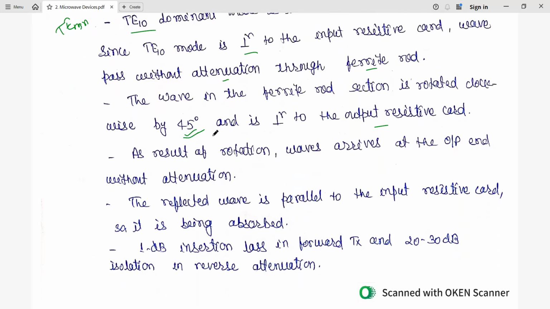If Faraday is not going to provide this 45 degree rotation, then there will be some phase difference, so some part will be attenuated. Whereas the reflected wave is going to become parallel to the input resistive card, as we have seen. The output resistive card has 45 degree already, and again this will provide 45 in the same direction, so the total will be 90 degree, and that will become parallel. Here 1 dB insertion loss is in forward transmission, and we have 20 to 30 dB isolation in the reverse attenuation. So only one direction transmission is possible, from left to right, from the generator to load, and from the load to generator is not possible.